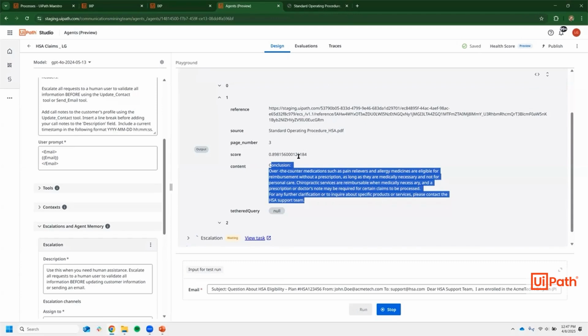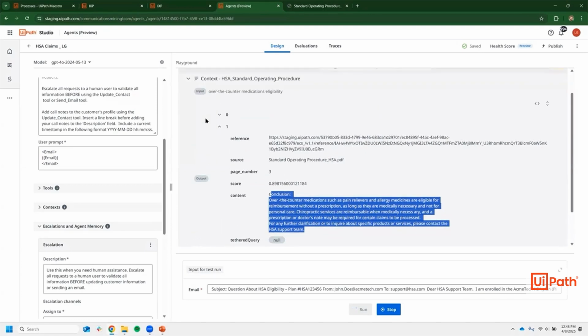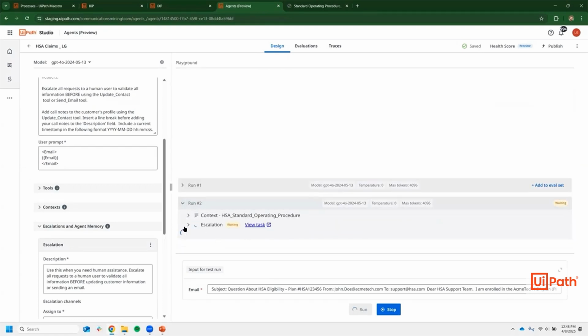This level of auditability or traceability is not available when we have humans in the process. Whereas when we're using an agent, we have full insight into why the agents are coming to the conclusion it's coming to.